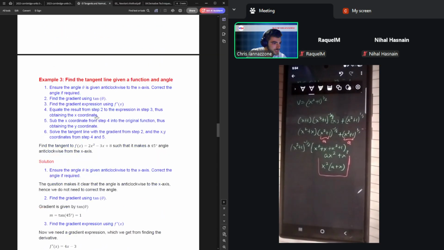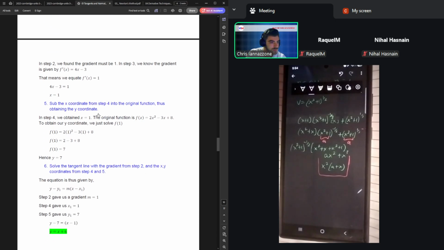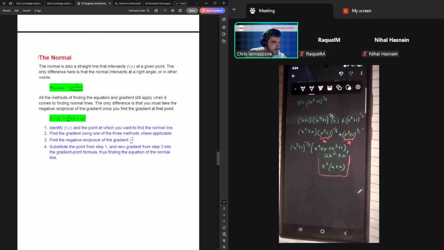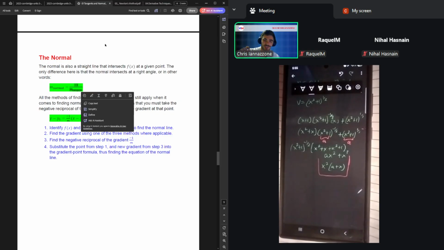We've got a bunch of examples here. We'll go through some together anyway, so hopefully that'll be enough to catch up. The last thing in this document is the normal line. Pretty much identical to the tangent line, with the exception that instead of finding the exact gradient that is shared at that point, you're now finding where it would intersect at a 90-degree angle. And all that means, as far as what we do, is once we find the gradient like we normally do, just do -1 divided by that gradient. That's it. All the other steps remain the same.